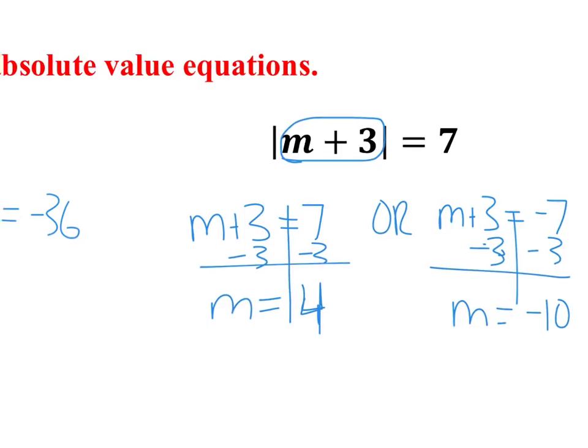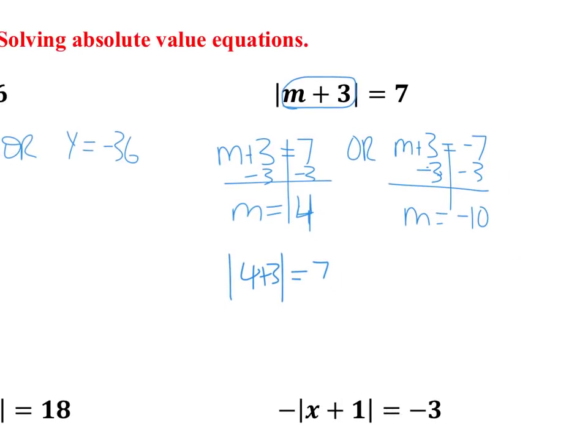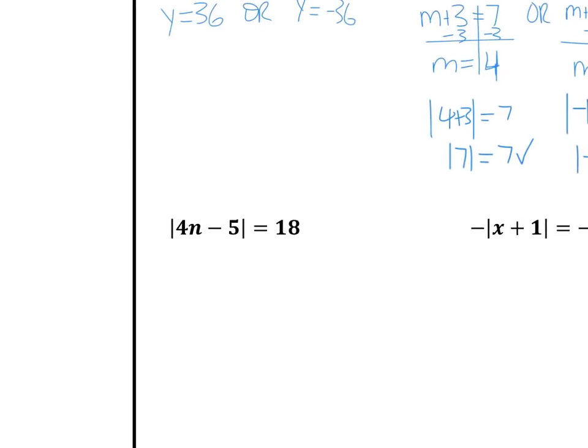I can double check. I can do the absolute value of 4 plus 3 equals 7. That gives me the absolute value of 7 equals 7, and that's correct. Over here, I'd have the absolute value of -10 plus 3 is 7. That gives me the absolute value of -7 is 7, and that is correct. So I'm done with that one. Both answers I have there. Let's look at another one.